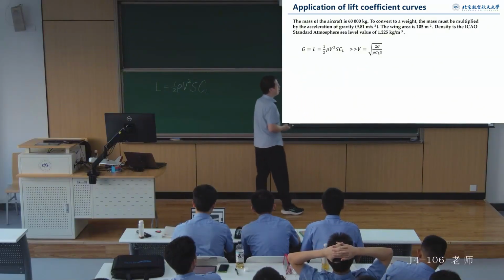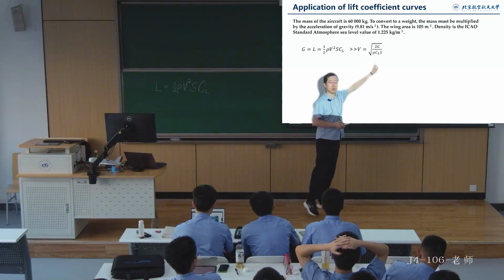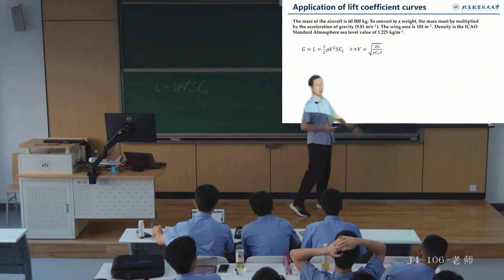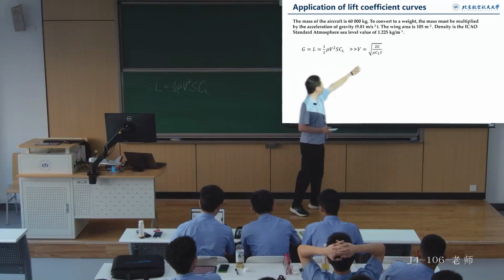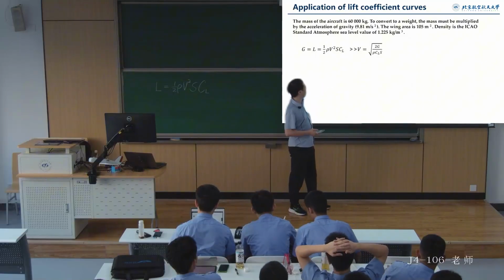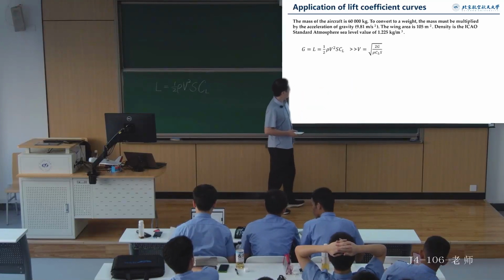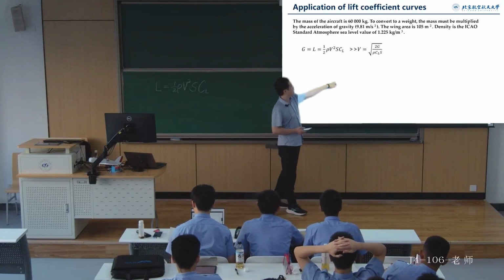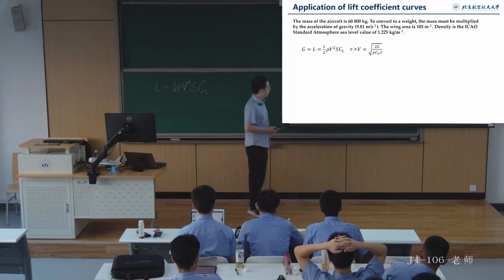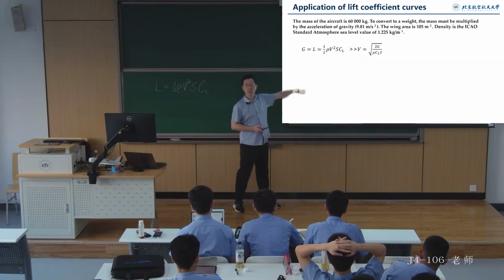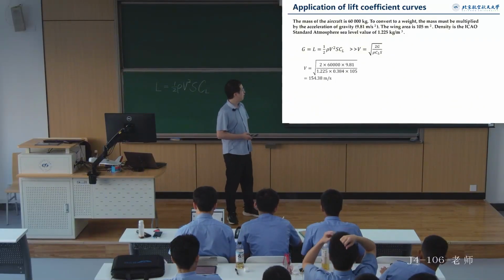Then, the next step is to substitute the values. Note that we are using gravity here, so we should use mass times acceleration. In this case, using the 2 in front, multiply by the mass, which is 60 tons, or 60,000 kilograms, then multiply by 9.8. Then, divide by the air density of 1.25. Then the lift coefficient is 0.384, and the wing area is 105 square meters. Finally, we get the speed of the aircraft: 154.38 meters per second.